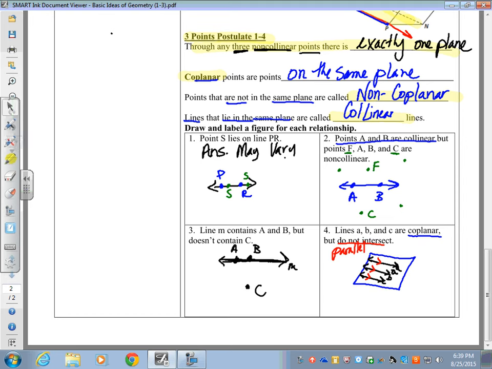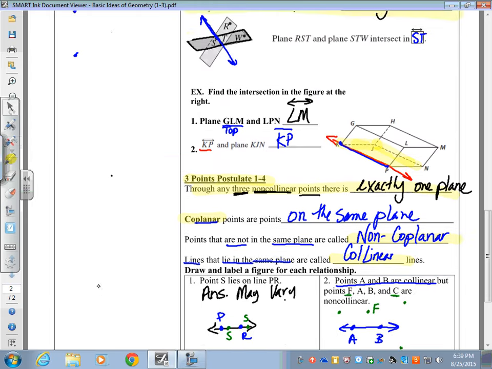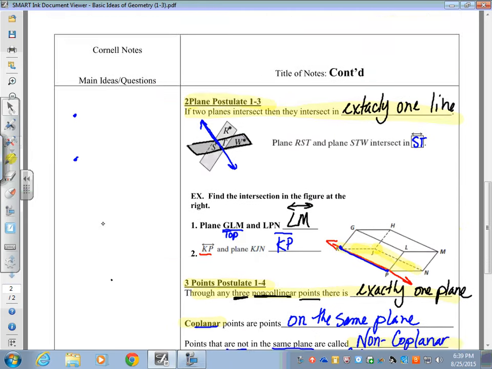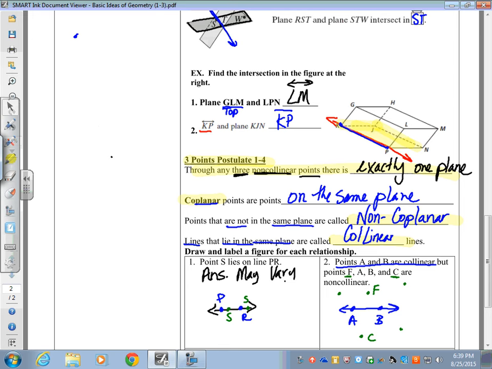Okay, so please complete these notes. Get your main idea questions done. This side should be filled out by you. The left side, sorry, that doesn't make anyone dizzy.